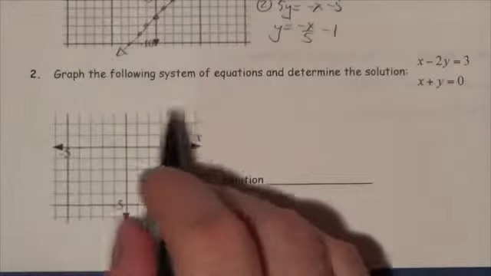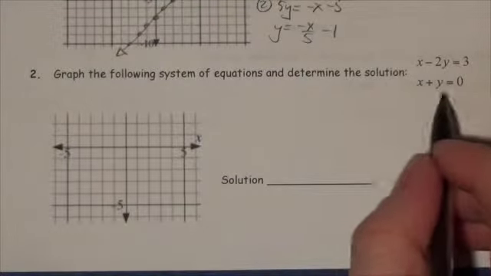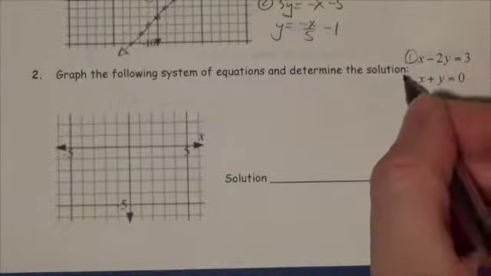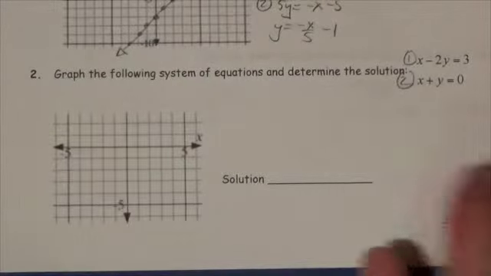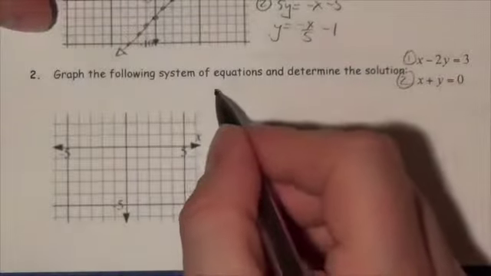Example 2. Graph the following system of equations and determine the solution. x minus 2y equals 3, x plus y equals 0. So for this question, we're going to solve the system here, this x minus 2y equals 3 and x plus y equals 0. Again, I'll label that equation 1, equation 2. And I'll do it like I've done the previous one here. I'm going to put these into slope-intercept form.